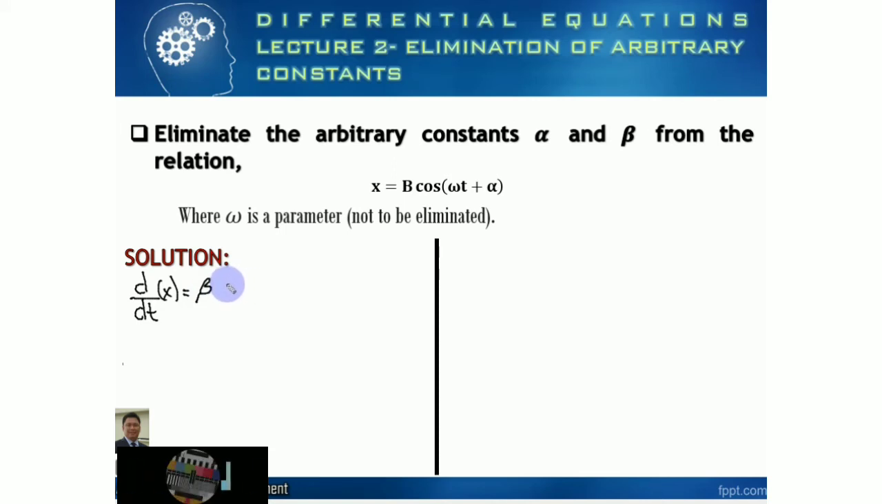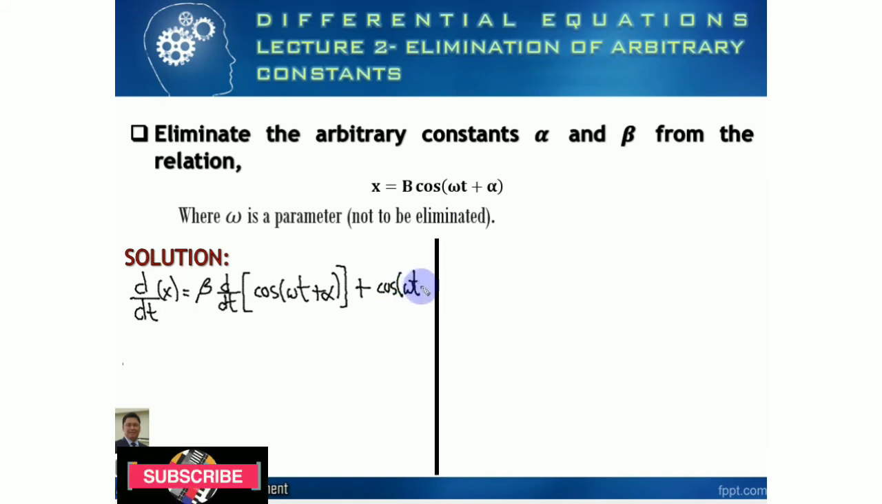the derivative with respect to t of cosine of omega t plus alpha, plus again the cosine of omega t plus alpha times the derivative with respect to t of beta. Since beta is an arbitrary constant, we can say that this is just equal to 0.